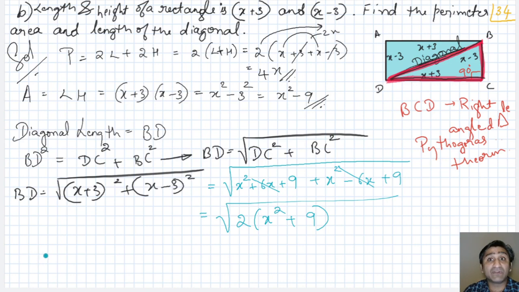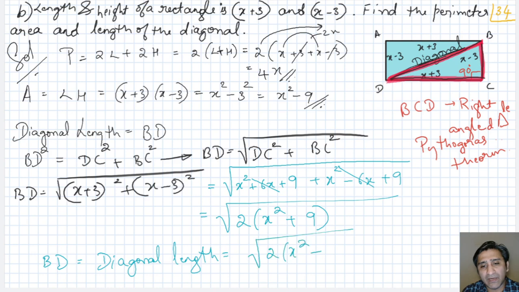So the expression for the diagonal length is the square root of 2 times (x squared plus 9). So that's your answer. We will go forward with the next problem in the next video.